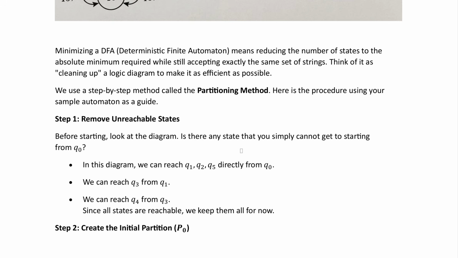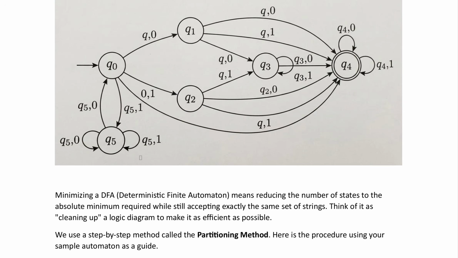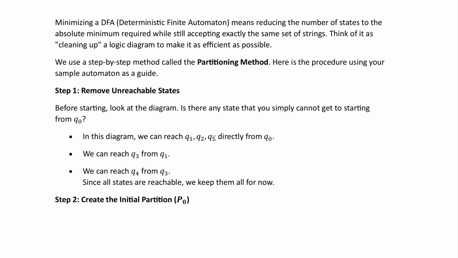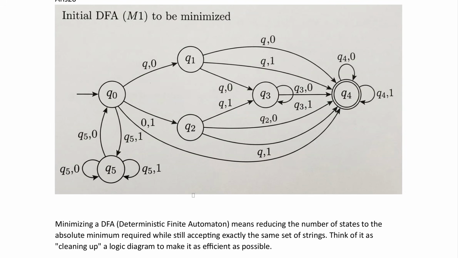So before starting, look at the given DFA. Is there any state that you simply cannot get to starting from Q0? It means, starting from Q0, is there any state we cannot reach? We can reach Q5, we can reach Q1, Q2, Q3, we can also reach Q4. There is no such state, right? But in this case, in the diagram we have been given, we can reach Q1, Q2. Okay, we have to remove those states which cannot be reached directly.